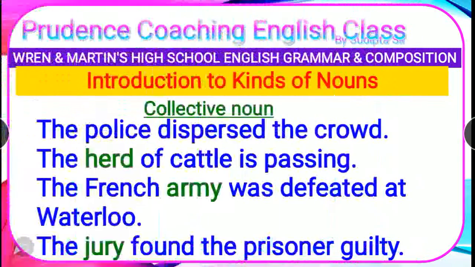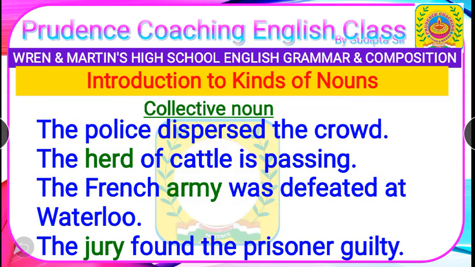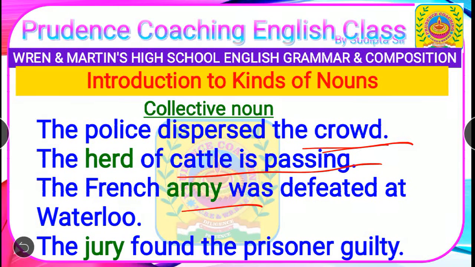So these are the most important collective nouns, and the list continues, such as in the sentence: The police dispersed the crowd. So here crowd is the collective noun. Next there is: The herd of cattle is passing. The French army was defeated at Waterloo. The jury found the prisoner guilty.